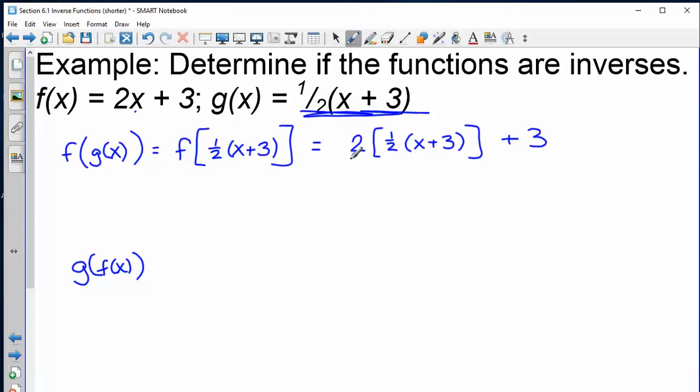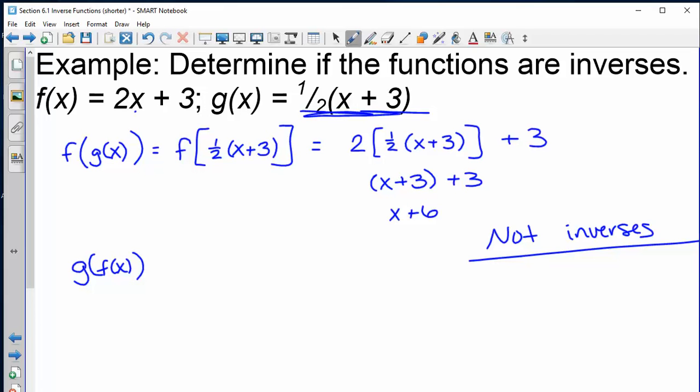Now we simplify. What's 2 times 1/2? 1, so those cancel, so I get x plus 3 plus 3, so that's x plus 6. What does that tell me? It's not. I didn't get x back. There is no need to check the other one. I know right now these aren't inverses because I didn't just get x out.